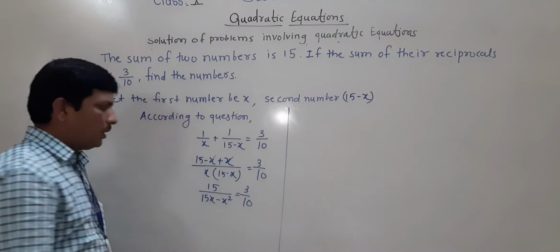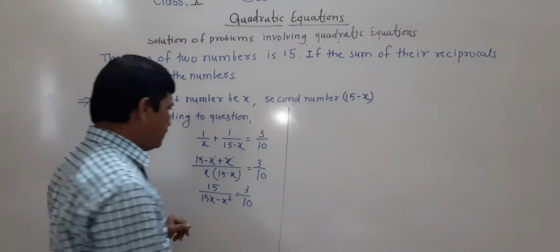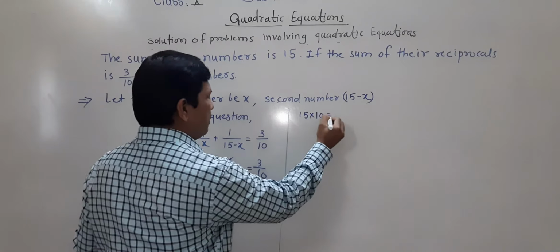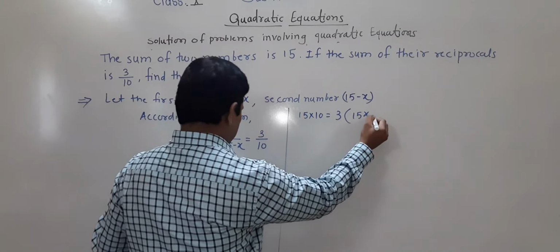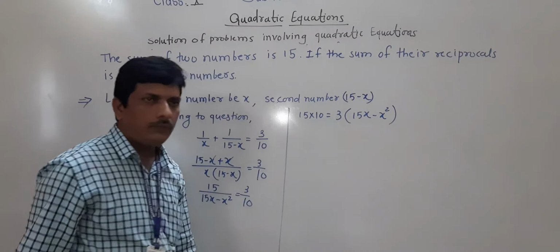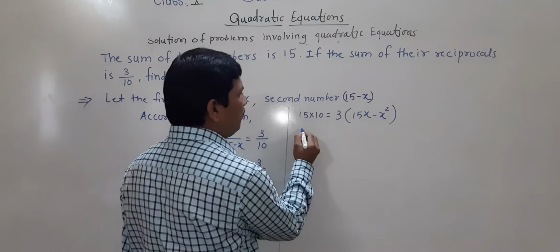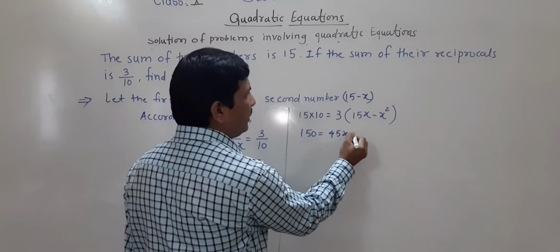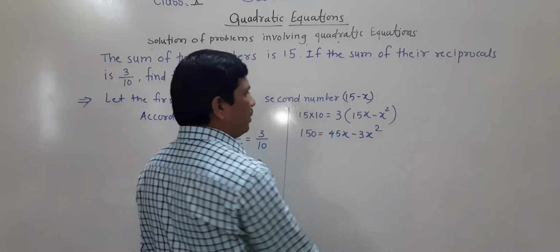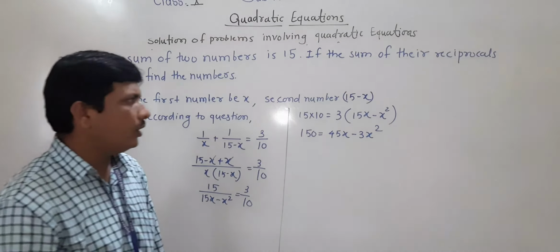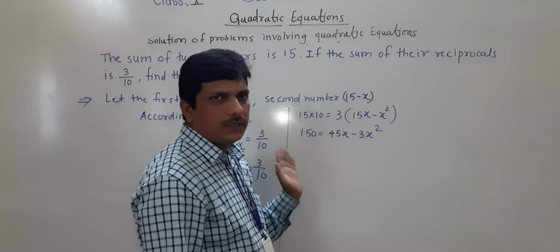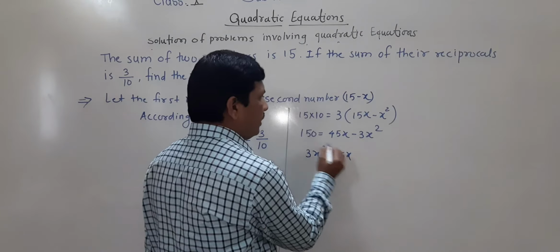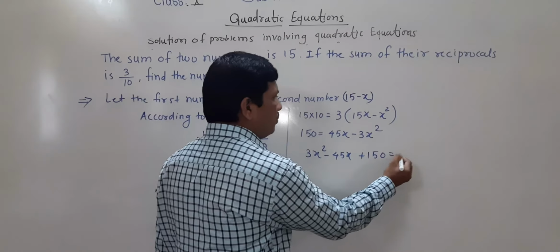Now we will have a cross multiplication, so I am taking this 15 into 10 is equal to 3 into 15x minus x square. Okay, so this will be 150 is equal to 45x minus 3x square. If I am taking this side, then this will be positive 3x square, this will be minus 45x, and this will be plus 150 is equal to 0.